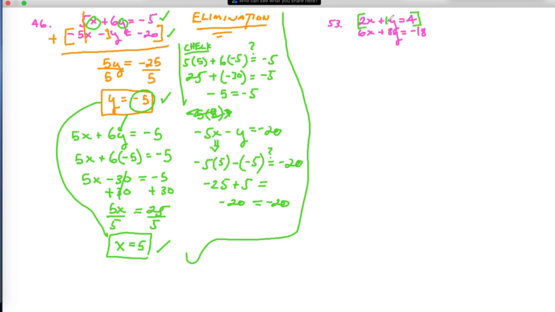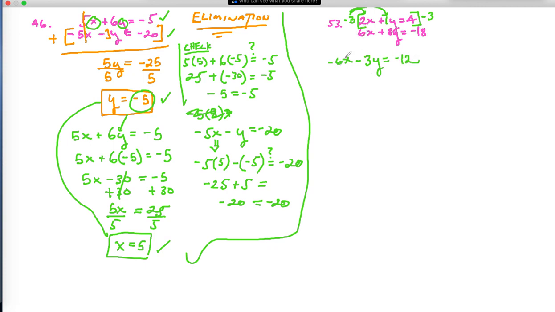I could make this 1y into negative 8y's, and it will cancel. But I could make this 2 a negative 6 by multiplying by negative 3. And if I multiply by negative 3 on the left-hand side, I gotta multiply by negative 3 on the right-hand side. I distribute the negative 3. I'm gonna get negative 6x minus 3y equals negative 12.